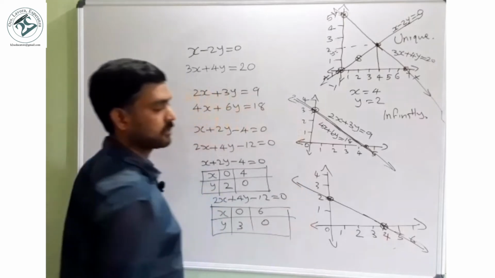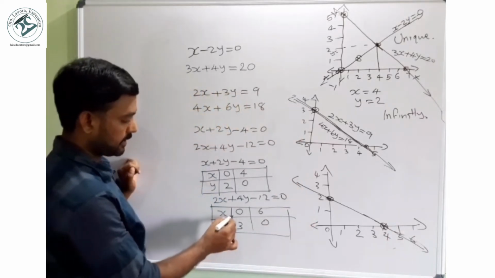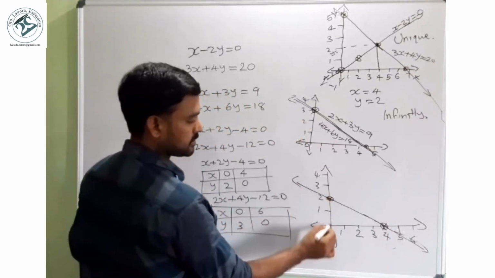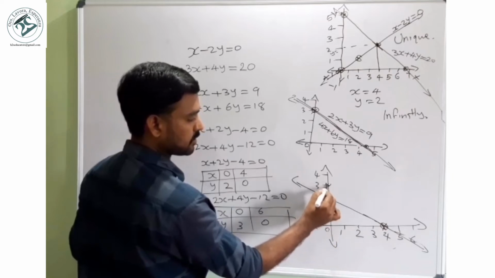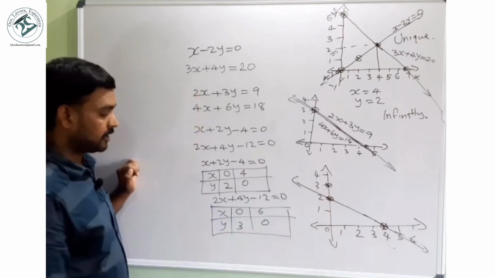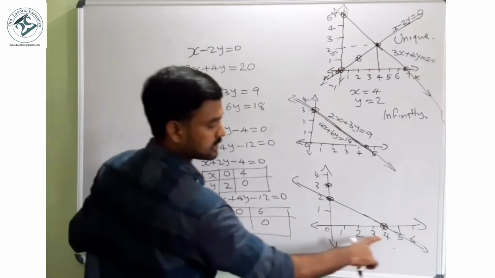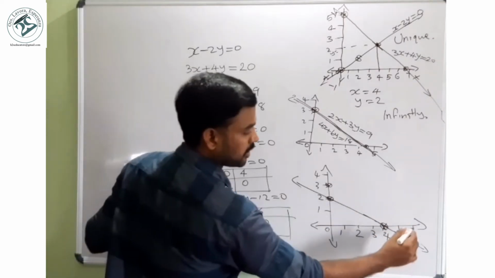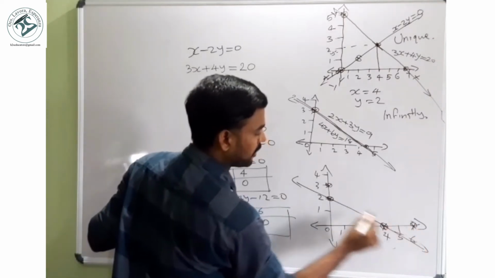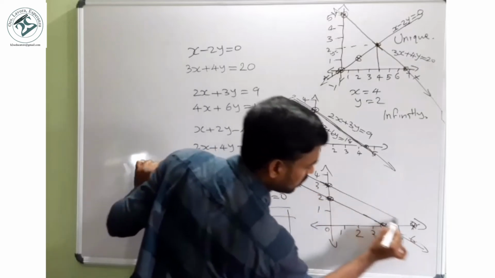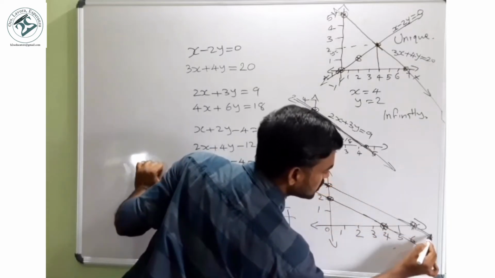Then the second case, 0, 3. 0 is here, 3 is here, so 0, 3 is here. Now 6, 0. 6 is here. 0 means not going upward or downward, so this is the point. Now we can draw the line which passes through these 2 points.